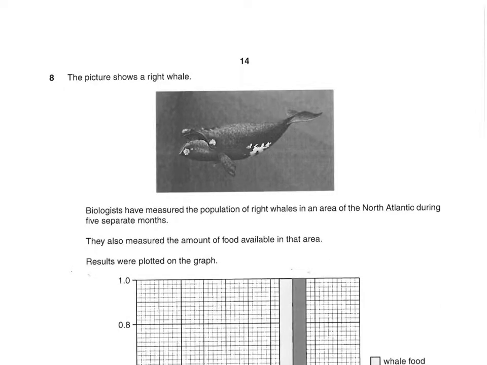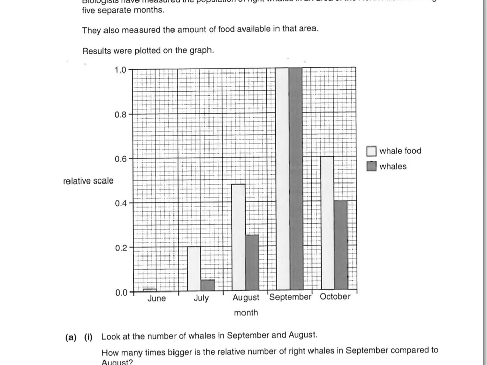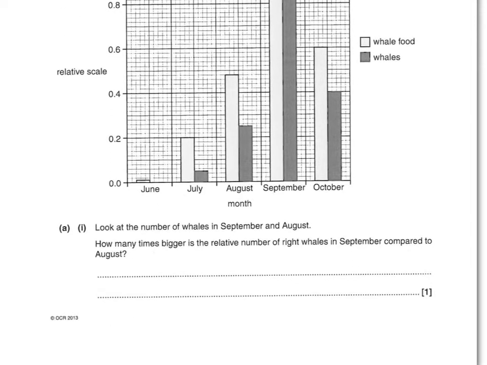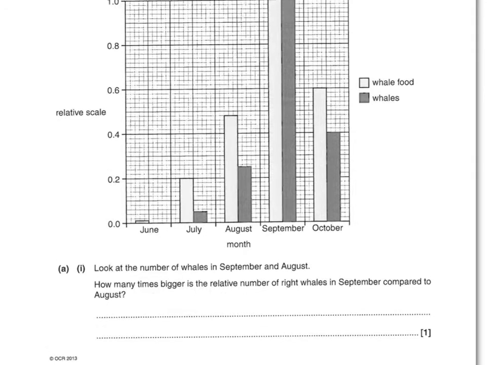The picture shows a right whale. Biologists have measured the population of right whales in an area of the North Atlantic during 5 separate months. They also measured the amount of food available in the area. Results were plotted on the graph. Look at the number of whales in September and August. How many times bigger is the relative number of right whales in September compared to August?